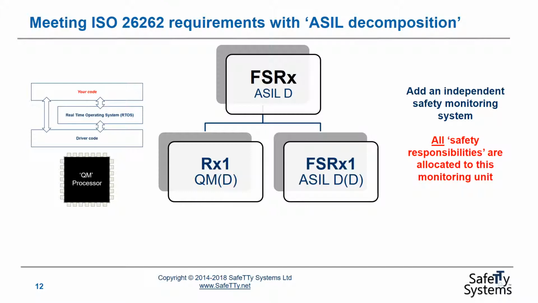So here we have the QM part of our system based on a QM processor running your conventional real-time operating system, if that's what you're going to use, your conventional driver code, and your code on the top. So this code is not safety related. On the other hand, we're now adding all of our functional safety requirements, which are being allocated to an independent safety monitoring system. All of the safety responsibilities are allocated to this monitoring unit. None of the safety responsibilities are allocated to the QM component.